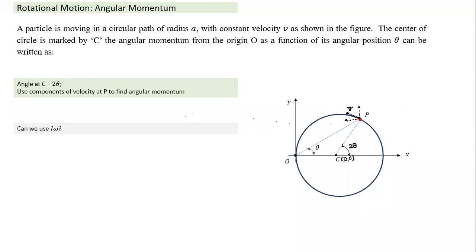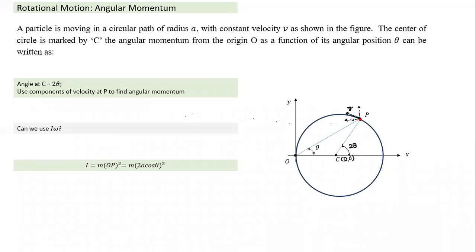What will be its moment of inertia? So it's the moment of inertia of a single particle about O. I have to find the angular momentum about O, so the moment of inertia of this particle also has to be found about O. The moment of inertia will be mass times the square of the distance from the axis, OP squared.